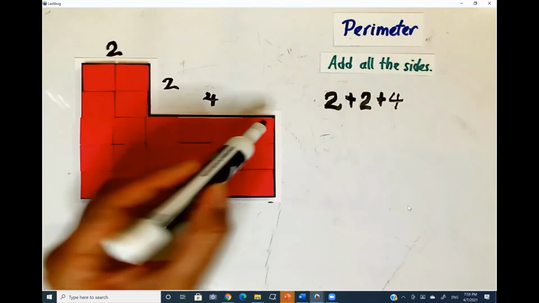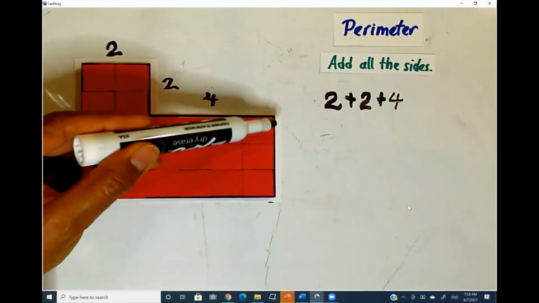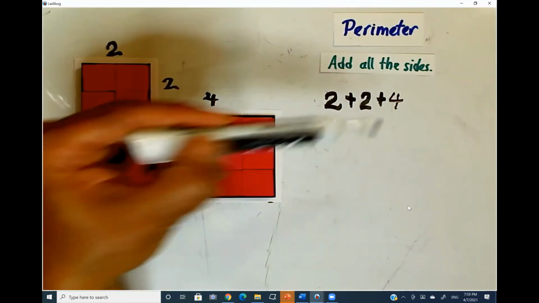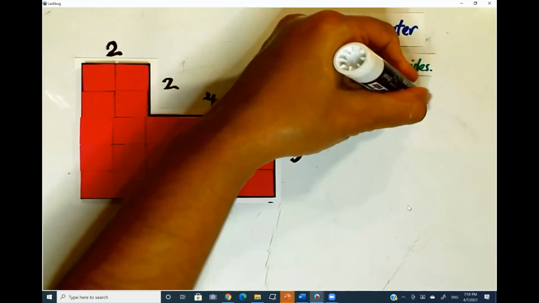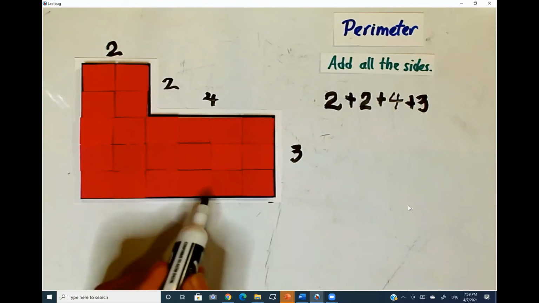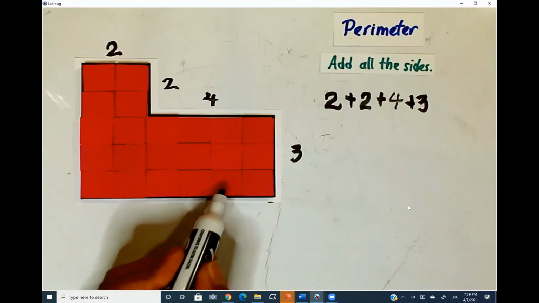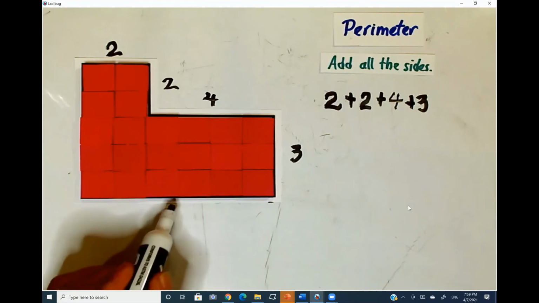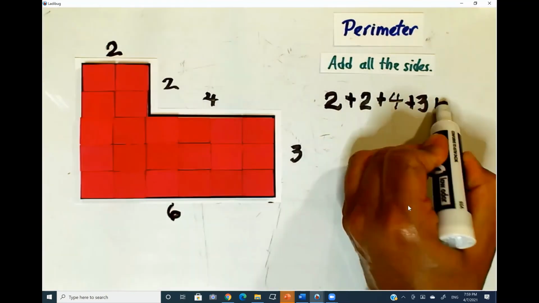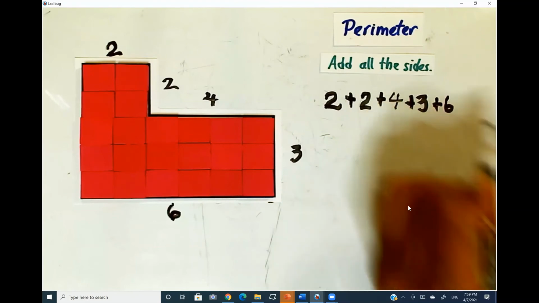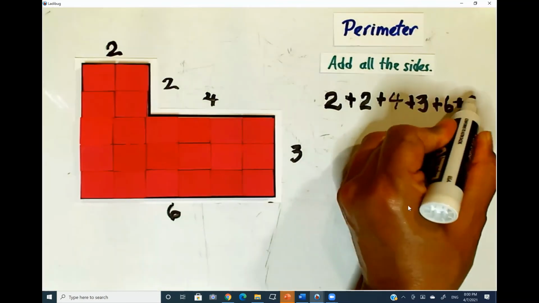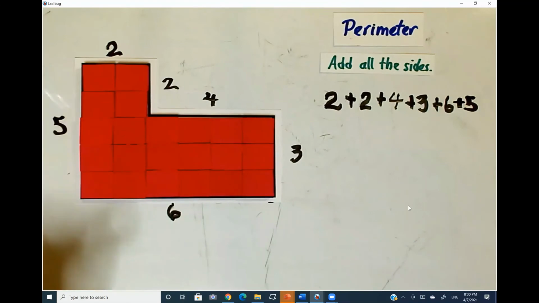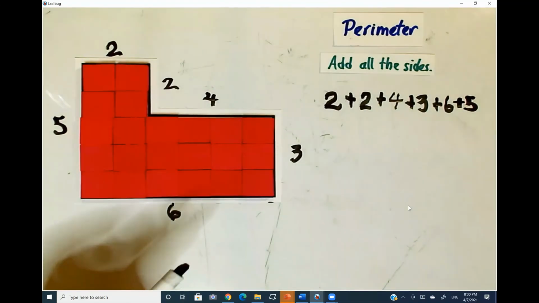Side number 4 is this one here, which has 3 units, 1, 2, and 3. So plus 3 units. Then the longest side here is 6 units, 1, 2, 3, 4, 5, and 6 units. So plus 6. And the last side is this one here, side number 6, 1, 2, 3, 4, and 5 units. So it's plus 5. Now, if I have 6 numbers, it means I didn't miss any side.